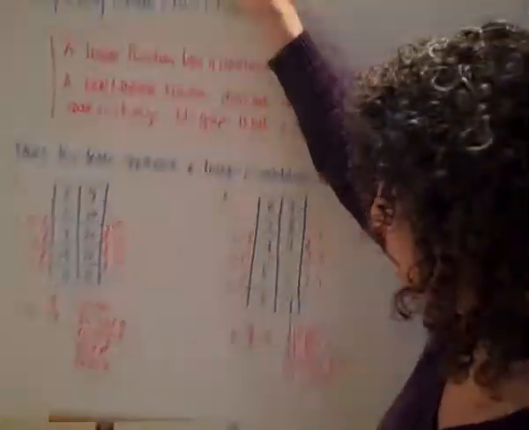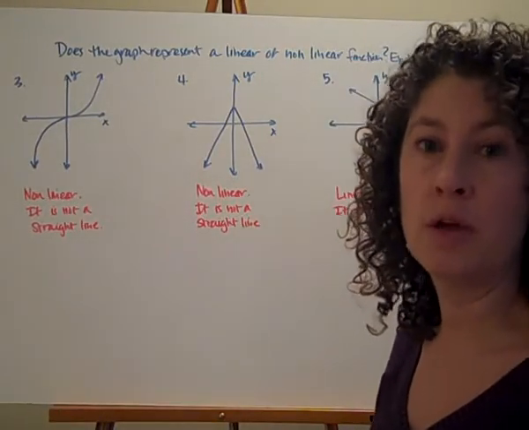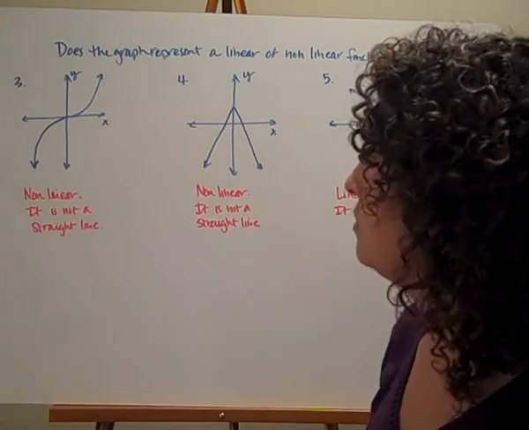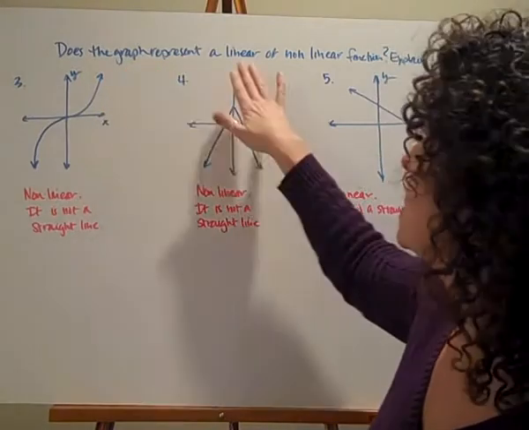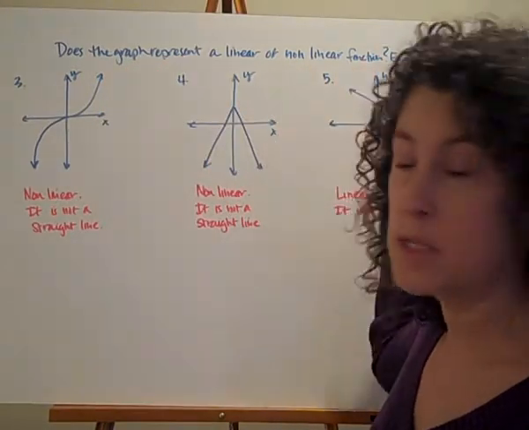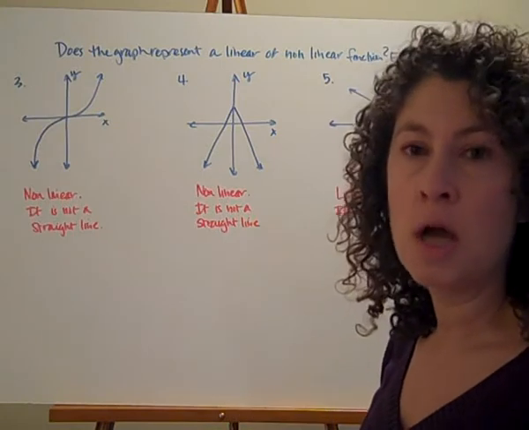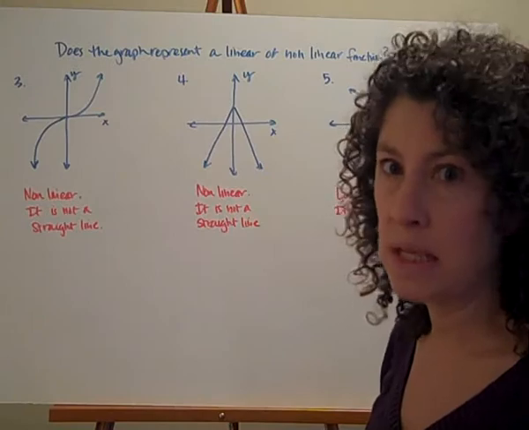Let's take a look at some graphs and see which ones are linear. What do those relations look like when I graph them on a coordinate plane? So here I have a graph. And again, is it linear or is it not linear? Does the graph represent a linear or nonlinear function? And explain. So when I look at this one, remember my linear function, it has a constant rate of change, a constant slope, and it's going to be a straight line.